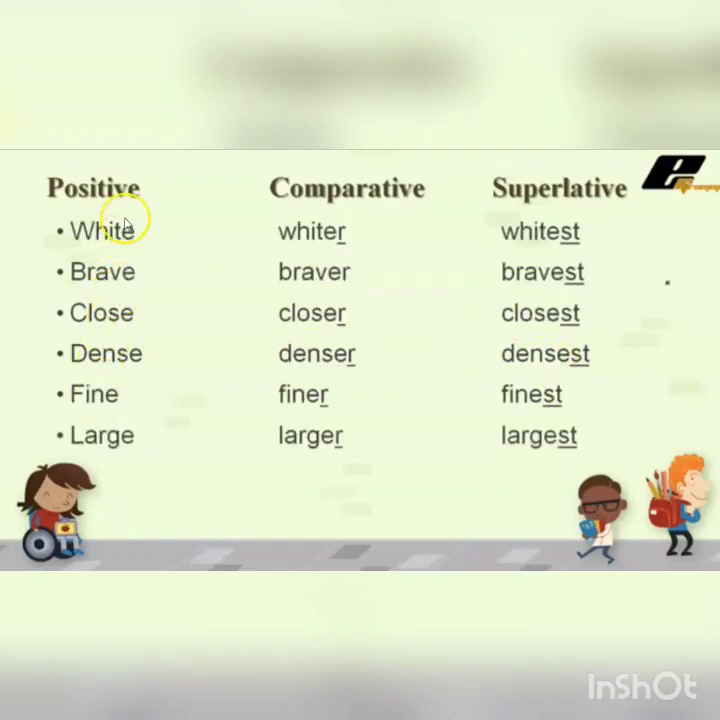Then I told you children, the words which end with e, there you add only r and st. So white, whiter, whitest, brave, braver, bravest, close, closer, closest, dense, denser, densest, fine, finer, finest, large, larger, largest.